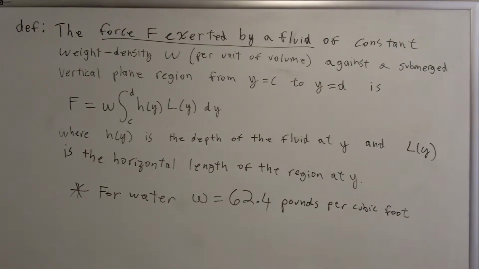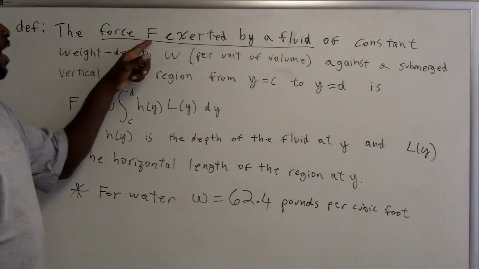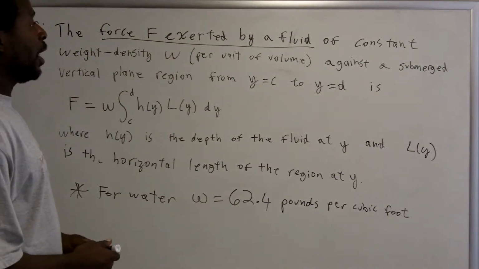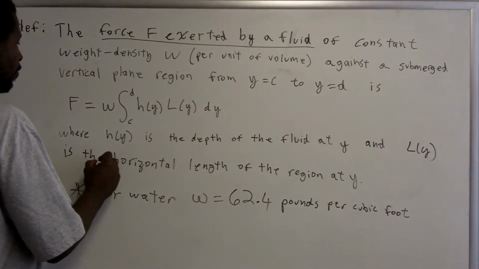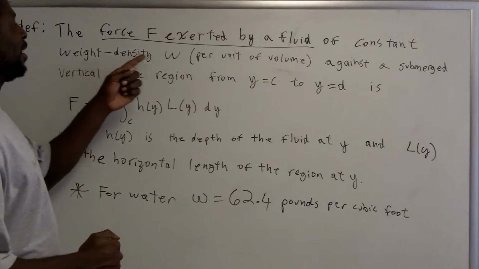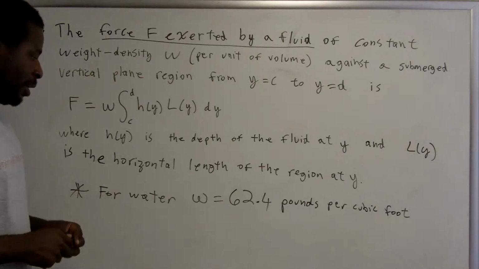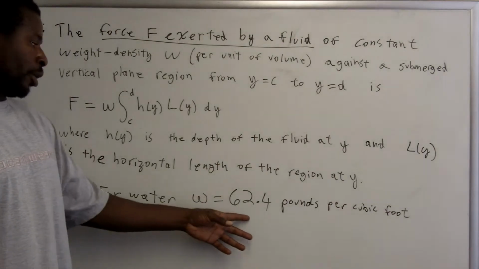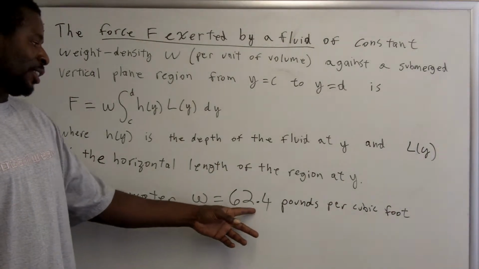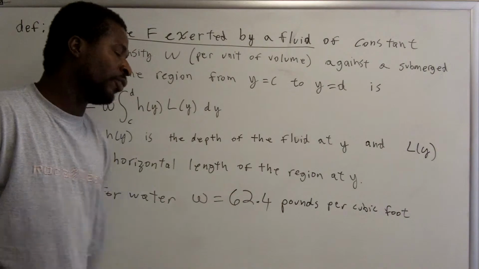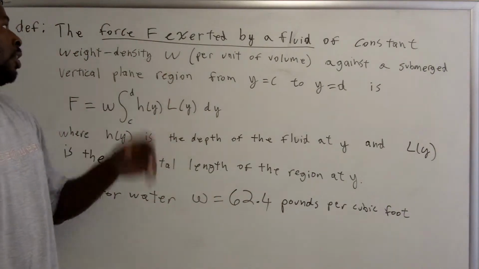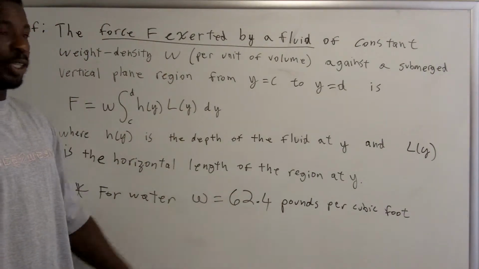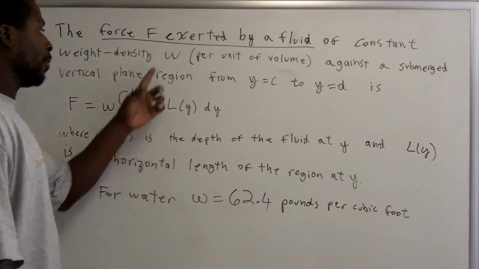Okay, so let's talk about fluid force. Now here's the definition of the force F exerted by a fluid of constant weight density omega. Down here we have a common weight density. This is the weight density for water. Water has a weight density of 62.4 pounds per cubic foot. So for any application of the fluid force of water, we'll be using this value for omega.